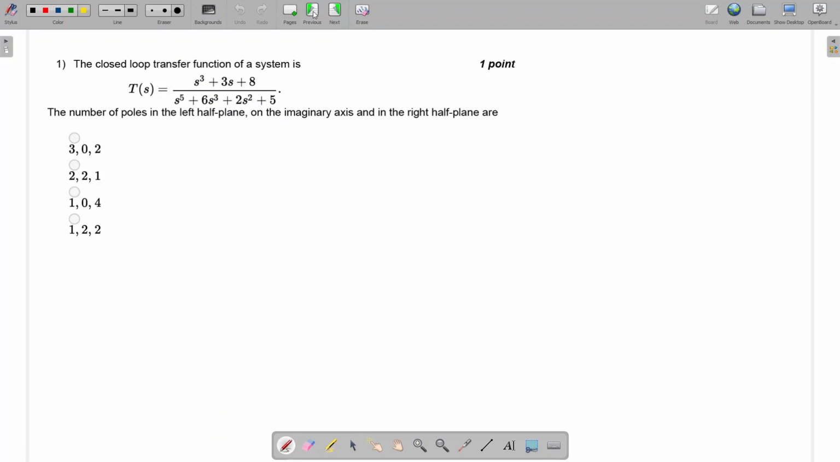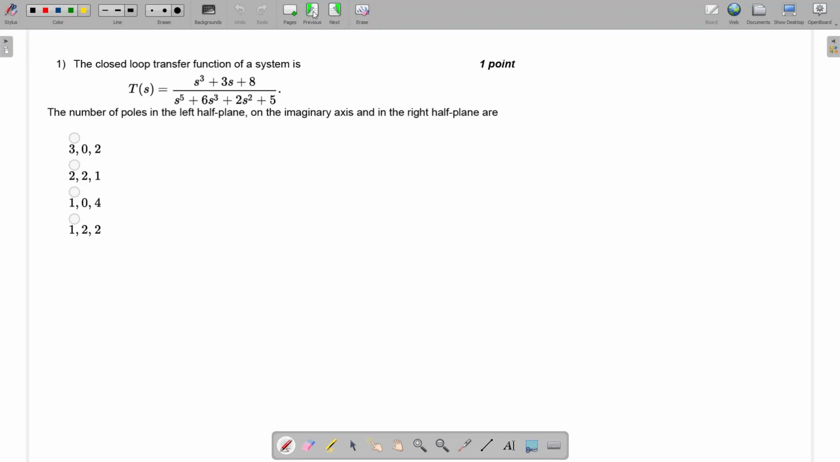Okay. So the closed loop transfer function is already given here. And we have to find the number of poles in the left half, on the imaginary axis, and in the right half. All three we have to find. How many poles in the left hand side, how many on the imaginary axis, and how many in the right hand side.